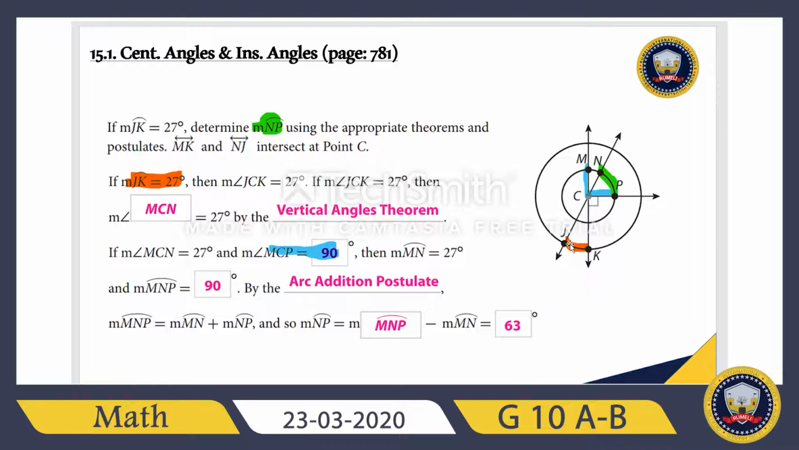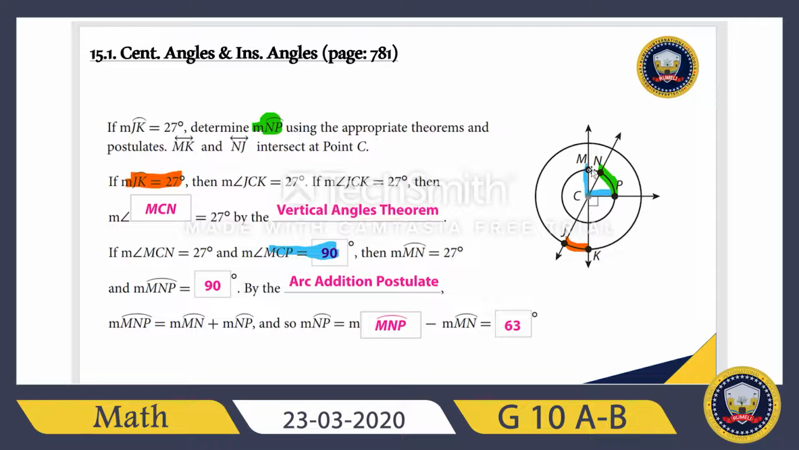We start from the arc GK. Since the arc GK is 27 degrees, then the measure of the angle GCK has the same measure, which is 27 degrees. Now look at the angle MCN. What can you say about it? It should have the same measure as this angle, right? Why? Because they are vertical angles. This angle also should be 27.